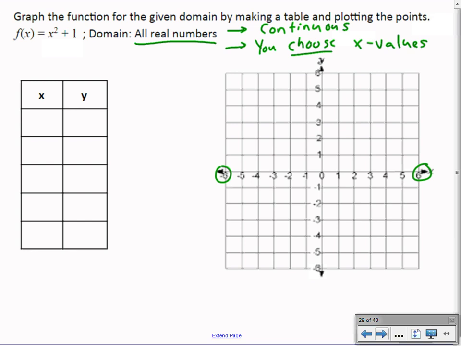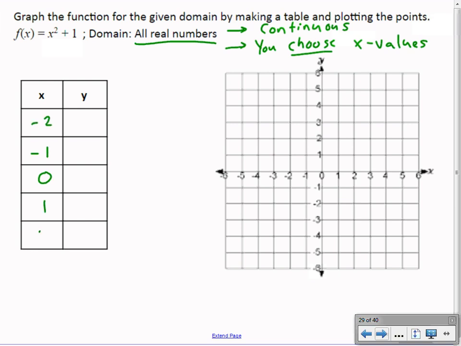And we want to be strategic about picking which x values we want to use, because if I pick just a few points on the left side or just a few points on the right side, I might not get the full graph, and I'm not going to end up getting a good idea about what this function looks like as a graph. So we want to make sure we're picking points in the middle, on the left side, and the right side of our coordinate plane.